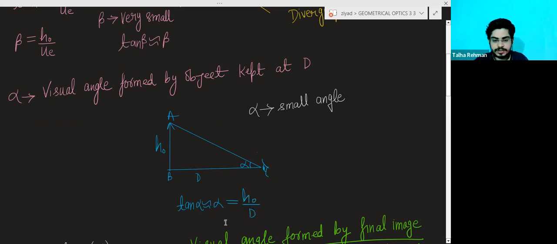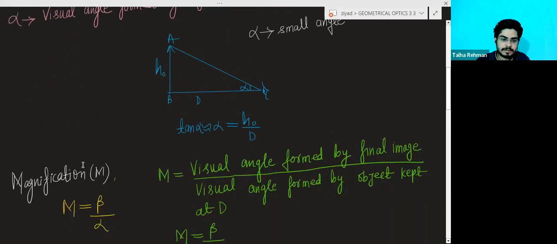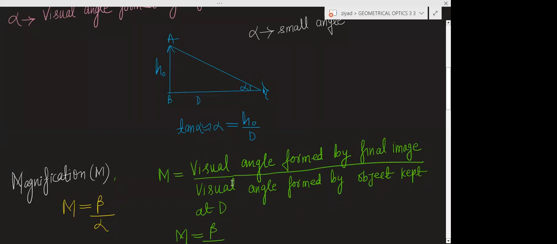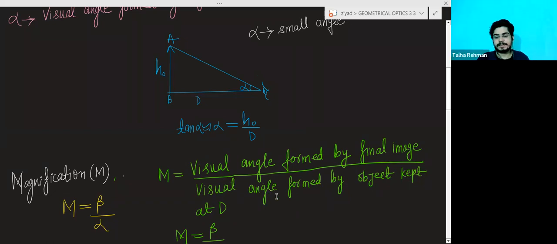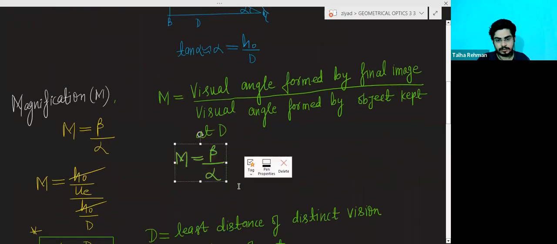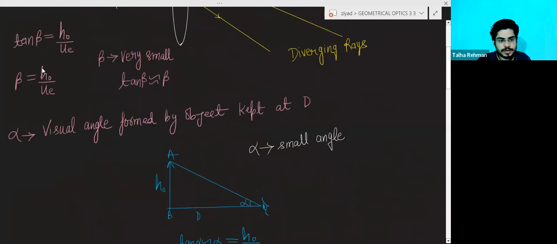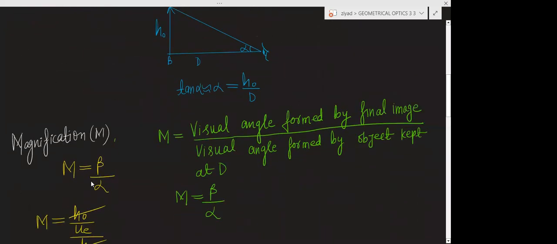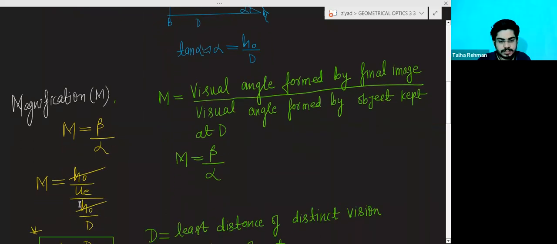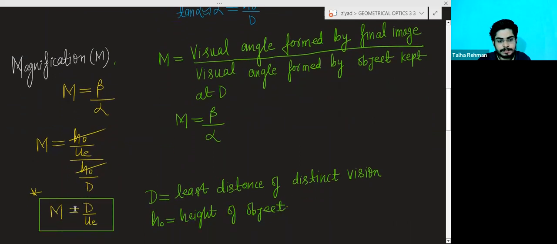Now you have alpha, you have beta, you can find the magnification. Magnification is beta by alpha. That is the visual angle formed by the final image divided by the visual angle formed by the object kept at D. So what is beta? Beta is H O by U E. You will put the value of beta here and the value of alpha here. Alpha is H O by D, and H O and H O will be canceled out. So the magnification of the simple microscope is D by U E.